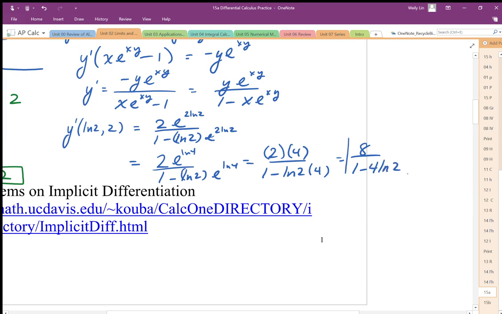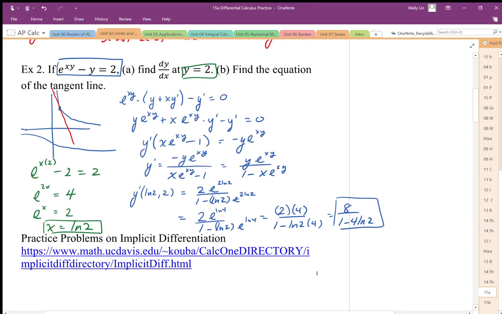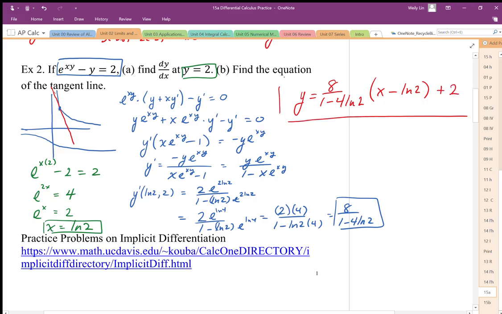So there's my slope. To calculate the equation of the tangent line, I need to plug in my x and y and my slope into my point slope form. There's my slope, times x minus log 2, plus y is 2. So there's the equation of my tangent line.